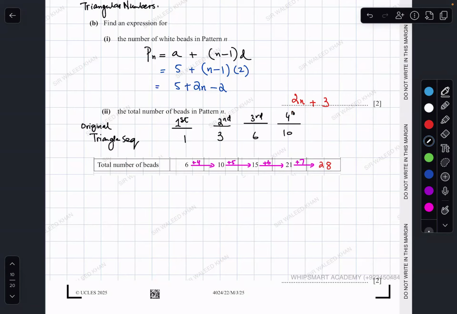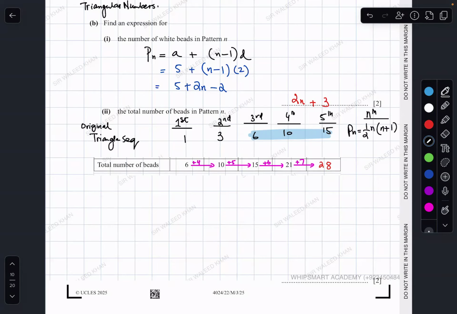Now, you can see that some of the numbers started matching. Which ones? These are matching with these. Right. So, the nth term of a triangular sequence, if you can remember it, you will save some time. That is Pn, the pattern number, 1 by 2, n times n plus 1. If you can remember this, well and good, otherwise you have to calculate.